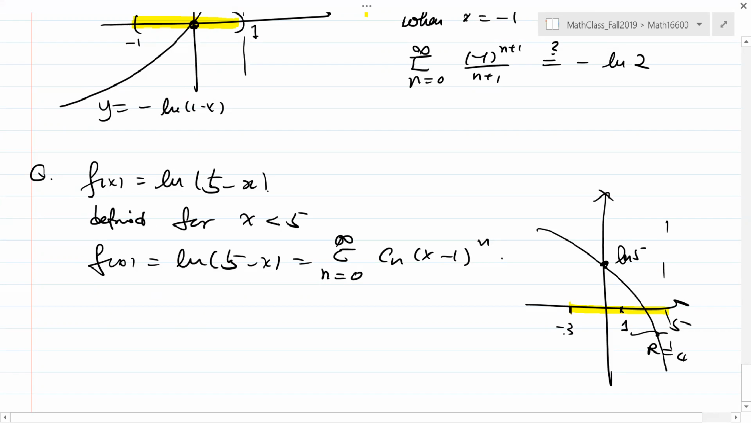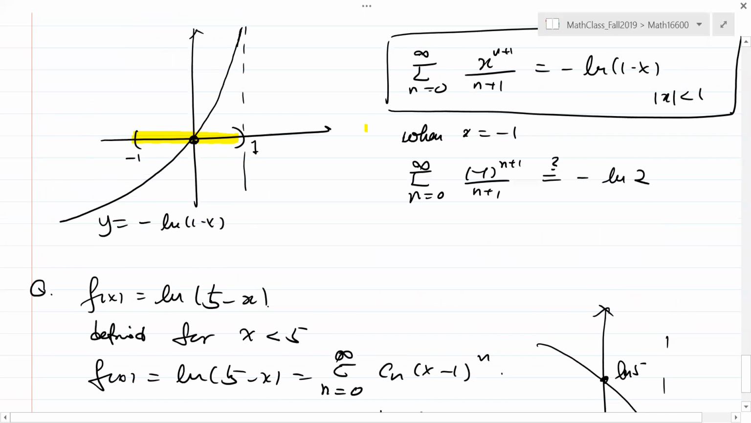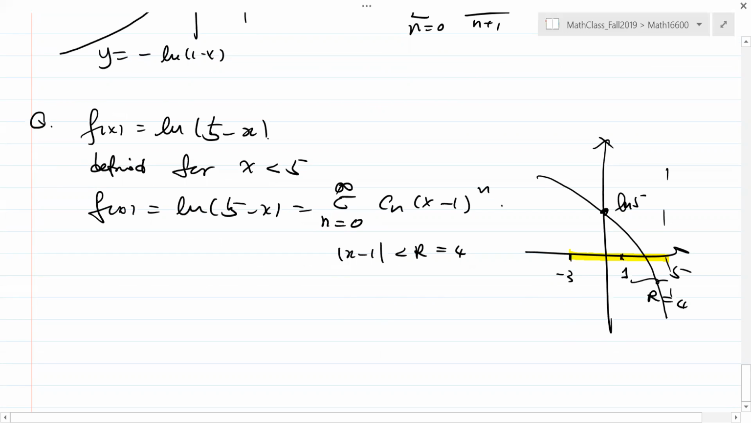So I think I'm able to find a power series representation for that function over the interval -3 to 5. The radius of convergence is 4. How to do that? Well, we're going to use a known result.